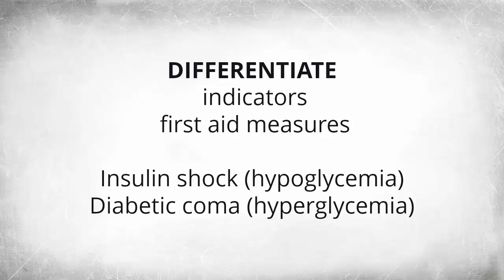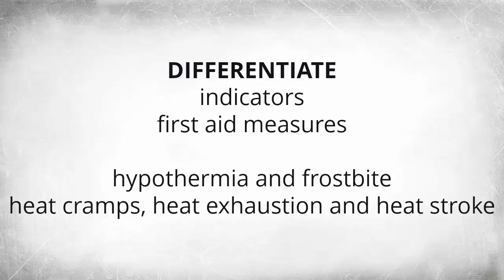You'll be able to differentiate between indicators and first aid measures for treating insulin shock or hypoglycemia, or diabetic coma or hyperglycemia. You'll be able to differentiate between the indicators and first aid measures for treating hypothermia and frostbite, heat cramps, heat exhaustion, and heat stroke.